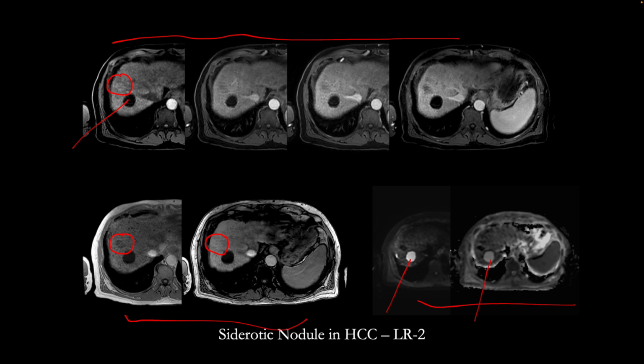The liver is cirrhotic because the surface has a nodular contour, the enhancement is very heterogeneous, and there are signs of portal hypertension that are not seen on these images. So something like this would be, if you're confident in calling it a siderotic nodule based on what we talked about, you can give it an LR-2.